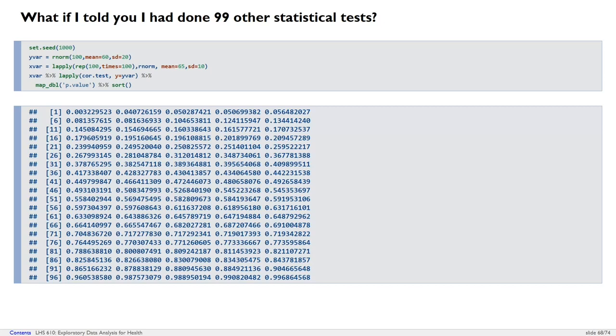So this is actually the code I used to generate this data and pretend that I was age and glomerular filtration rate, but really this is just a bunch of random numbers. And when I do 100 statistical tests on a series of random numbers, and I sort them from lowest to highest p-value, I get about five tests that have a p-value of less than or very close to 0.05.